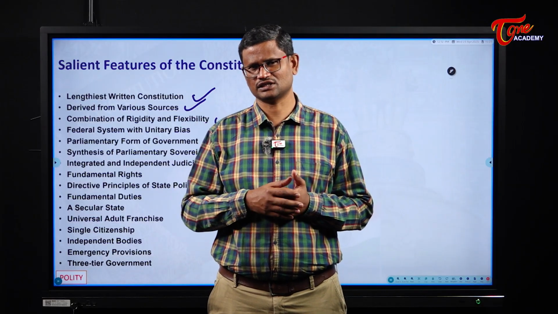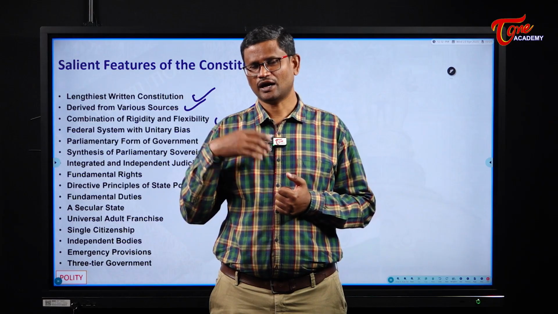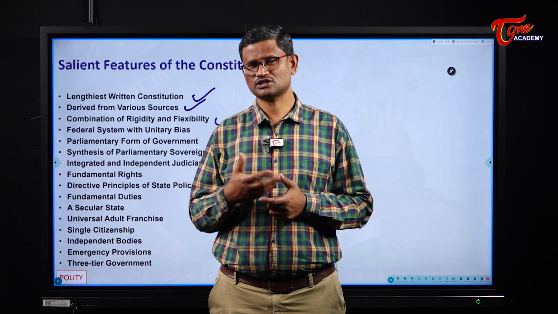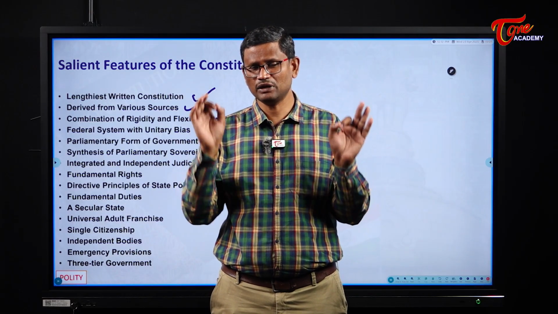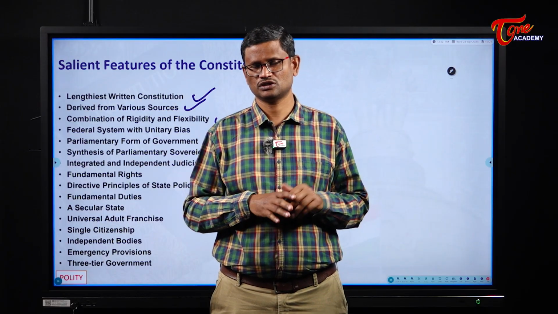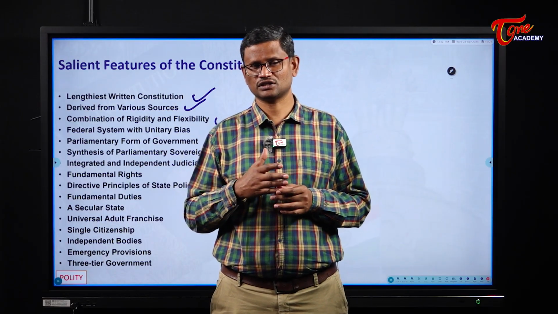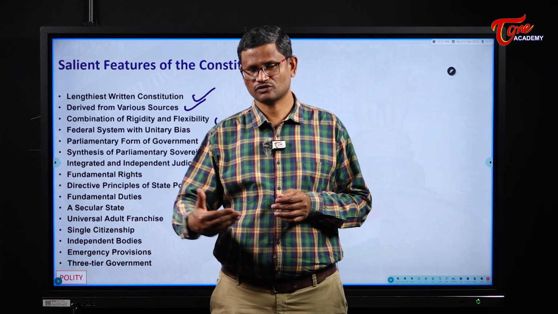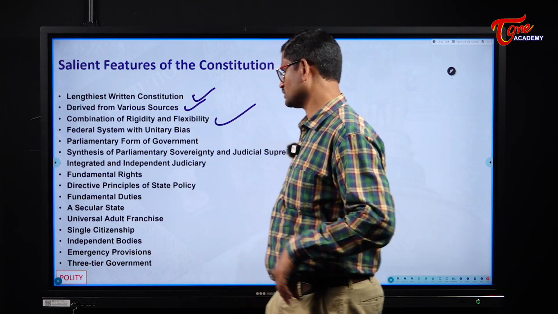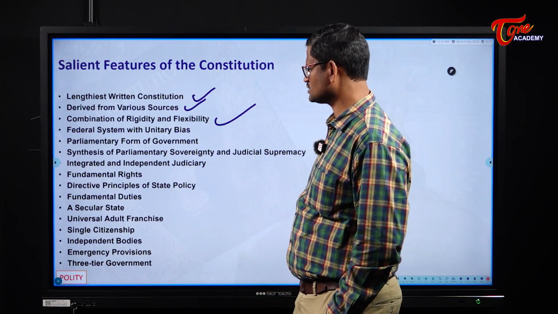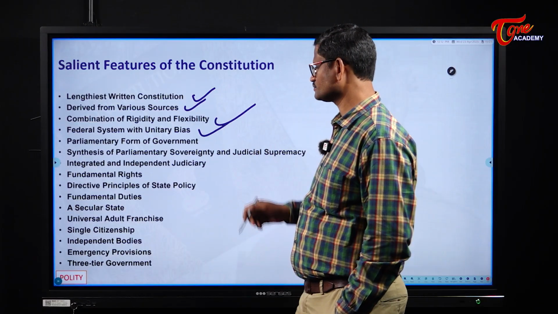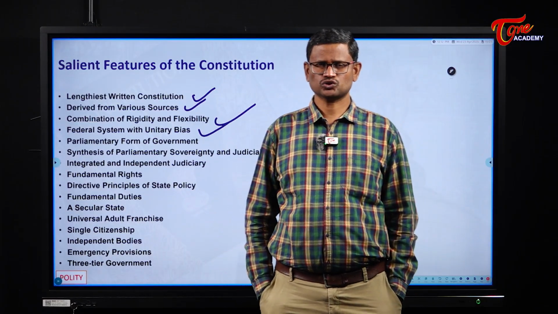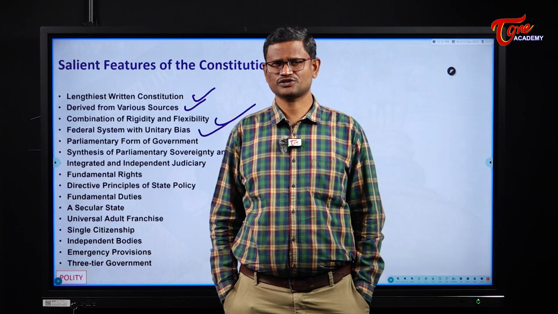And Granville Austin has appreciated and prized the amending procedure of the Indian Constitution. It was one of the ably conceived provisions of the Indian Constitution. That's what Granville Austin said about the procedure for amending the Indian Constitution. Then the next one is federal system with unitary bias. So the Indian Constitution, though federal, has provided for a strong center.